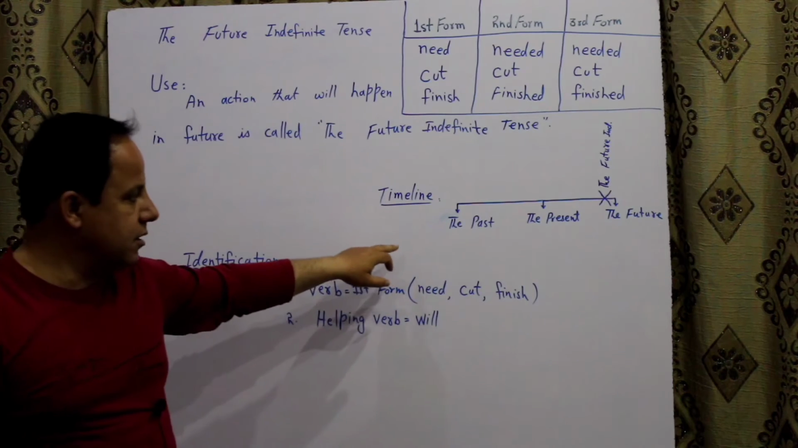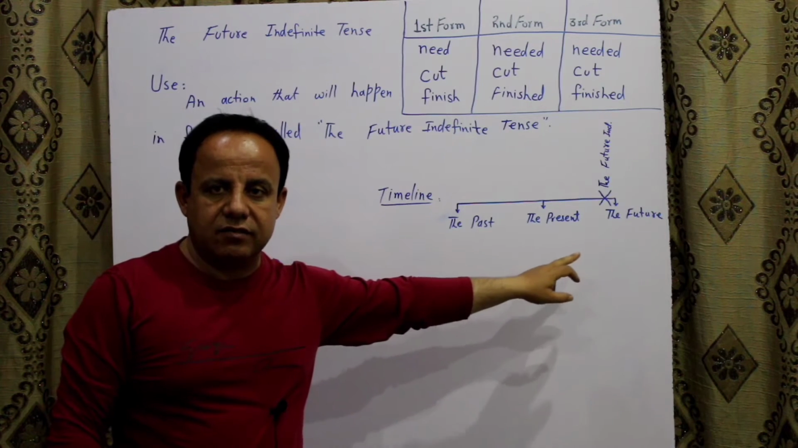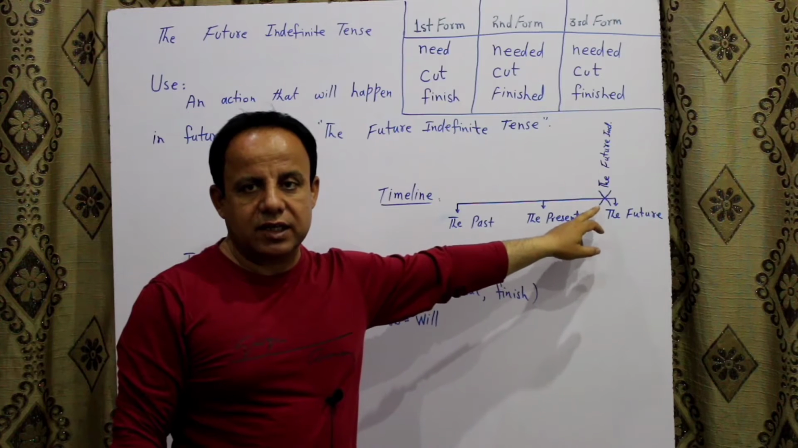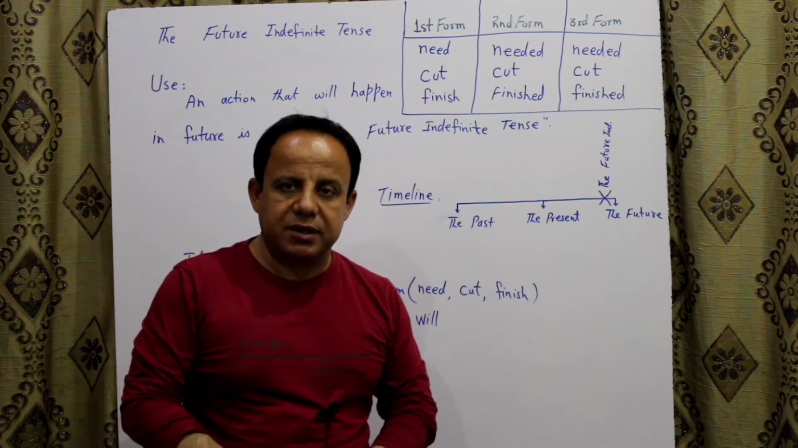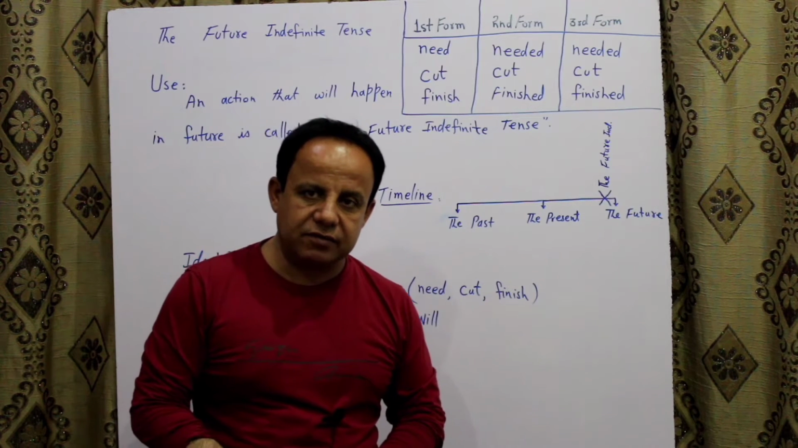You can see the timeline. There are three tenses: the past tense, the present tense, and the future tense. You can find the clause in future, so that is known as the future indefinite tense, because this action will happen or take place in future. So that's why it is called the future indefinite tense.